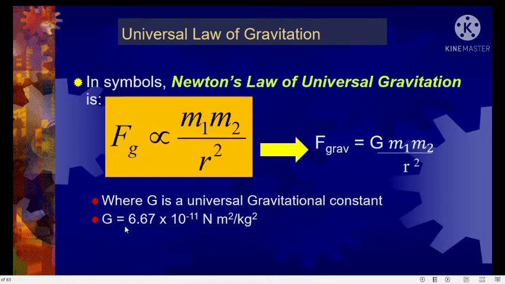The value of G equals 6.67 times 10 to the power -11 newton meter squared per kilogram squared. This value will be given, no need to memorize it, but you must know how to use this formula later in problem solving.